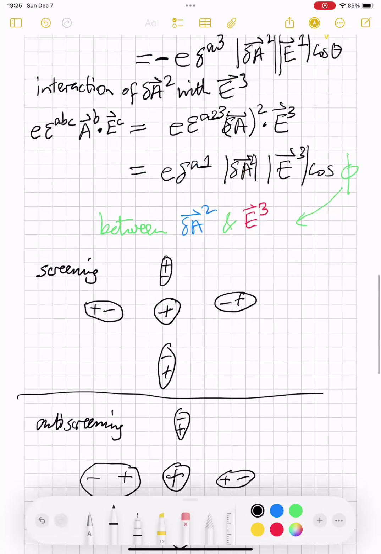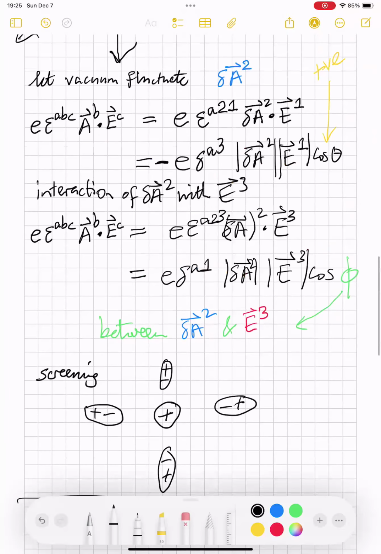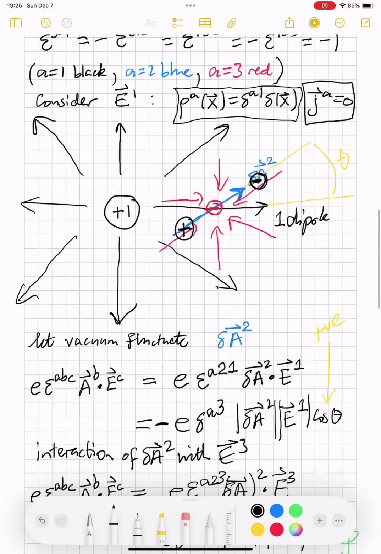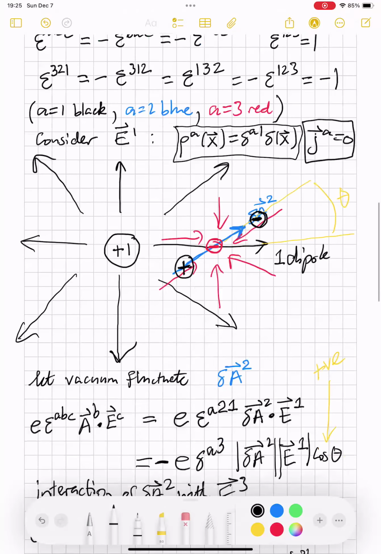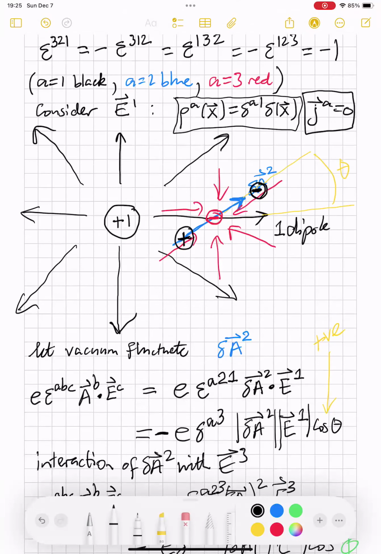And let's just go through again this calculation. What did we do? We imagine that we put down a +1 charge. Then there was a delta A2 fluctuation that we considered. With that fluctuation, this acted like a negative E3 field, and that was because of the interaction between the delta A2 and the electric field strength. So we got a negative E3 field, and then the interaction of this negative E3 field with this A2 fluctuation produced the dipole, and the dipole was anti-screening. This is a super important effect, and a lot of the physics of QCD is in here.